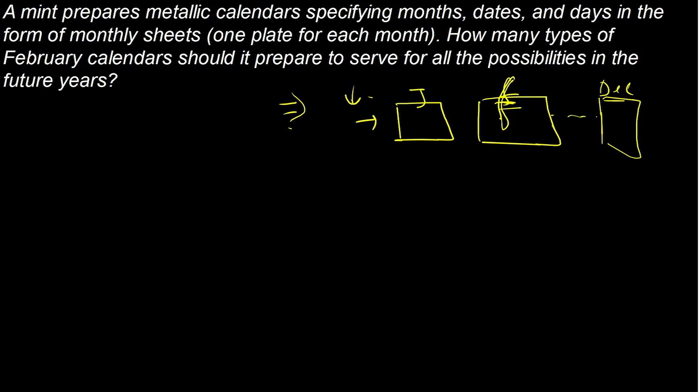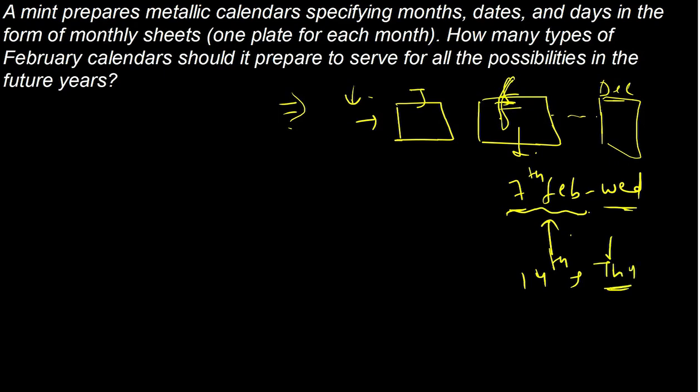If you ask just give me 7th February Wednesday, if you ask for this calendar in this way, then he should have this sheet. If you ask for 14th Thursday, then he should have that particular calendar. So he asks how many combinations he should have, so that if you ask for any day with any particular date, he has that particular calendar or sheet. Okay, so let's start logically.